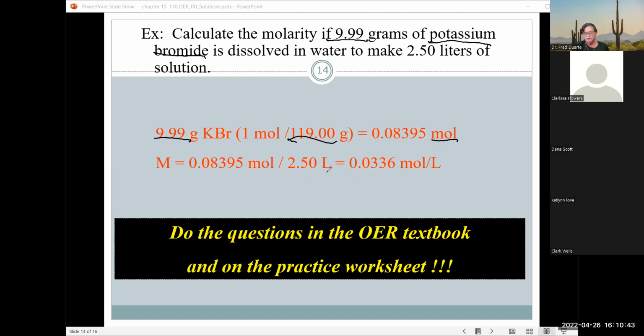And then in this case here, we divide that by the volume, and the volume has to be in liters already. So we don't have to convert that anymore. So we just simply do the math, keeping track of your sig figs. Okay. All right, yeah, do work the practice sheets. There are some examples in there for you to do.